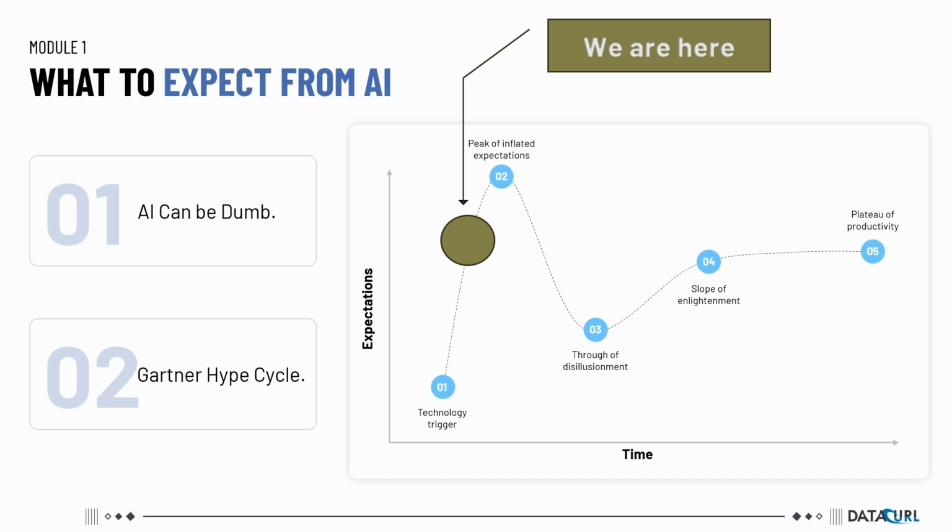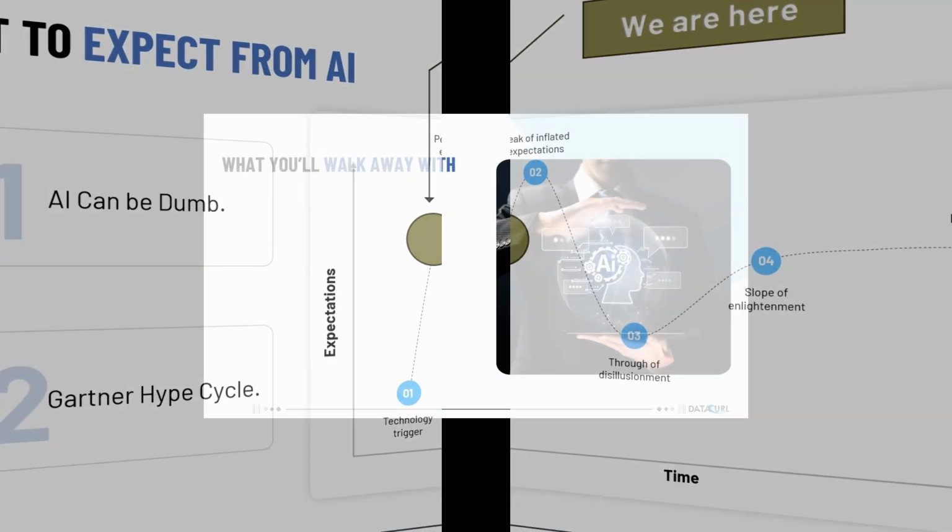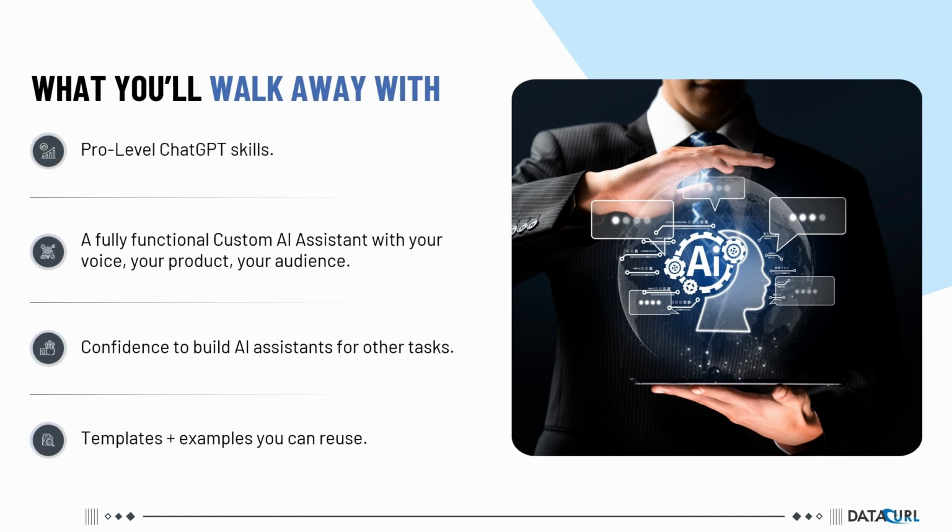So during this course, I'll point out where you must be the human in the loop and where you can let AI take charge. By the end of this course, you'll have a custom GPT assistant, one you've trained to understand your product, your audience, and your writing style. You'll be able to spin up emails, landing pages, social posts, pitch decks, whatever you need faster and better. And even better, you'll be able to build more assistants for other parts of your workflow.